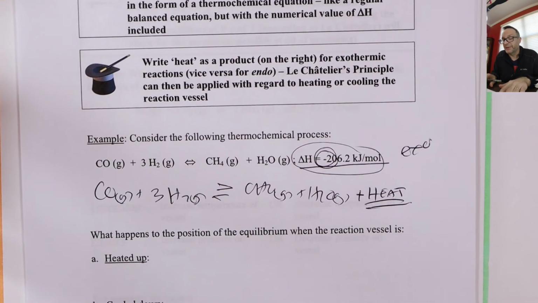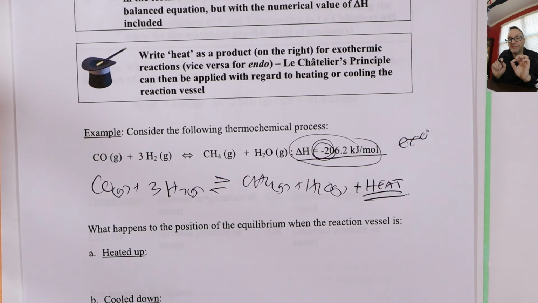Okay, so now let's think about this. What happens to the position of the equilibrium? That's code for, does it move to the left or to the right? Does it make reactants or products when you stress it? So when we heat this thing up, think about it. We're going to put a fire to this thing. We're going to add heat. So it's in a container, we're going to heat it up.